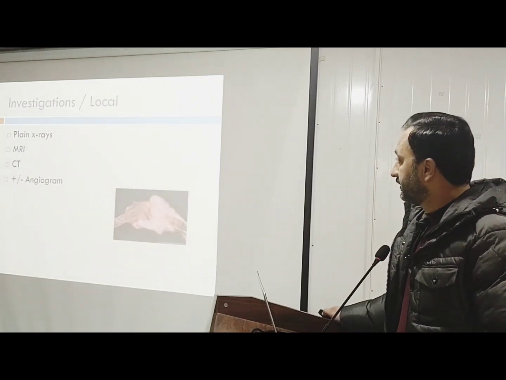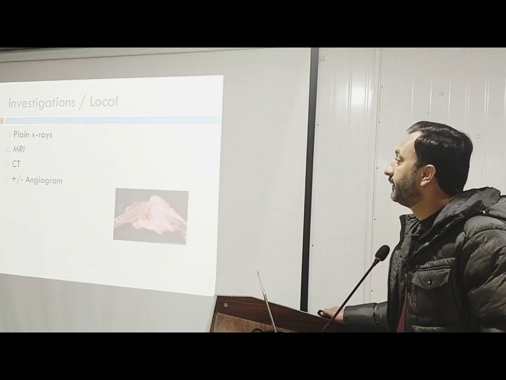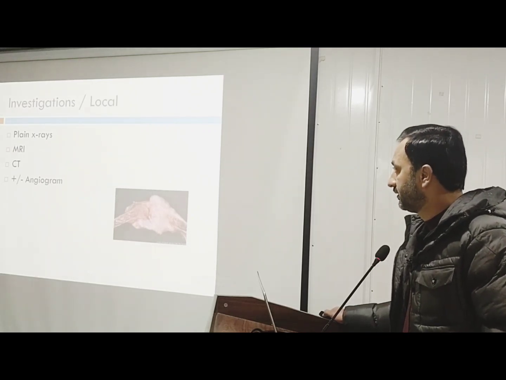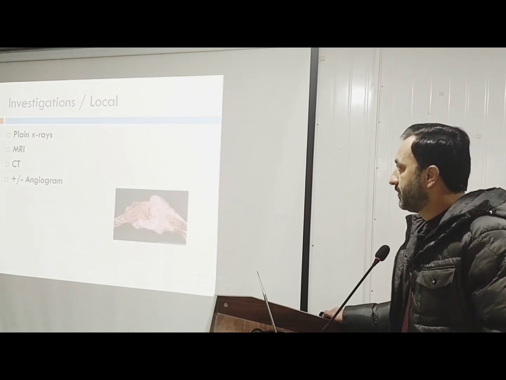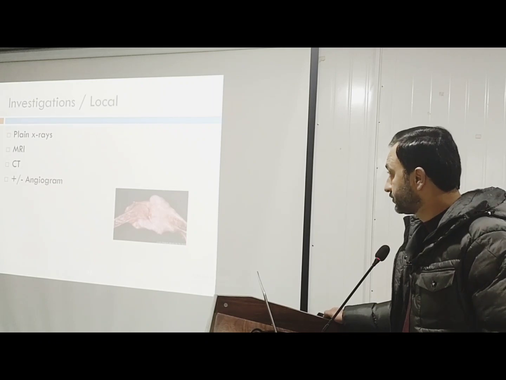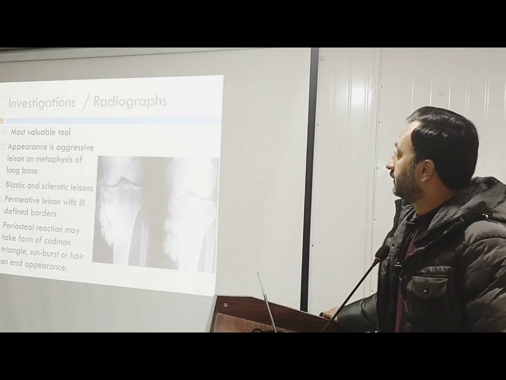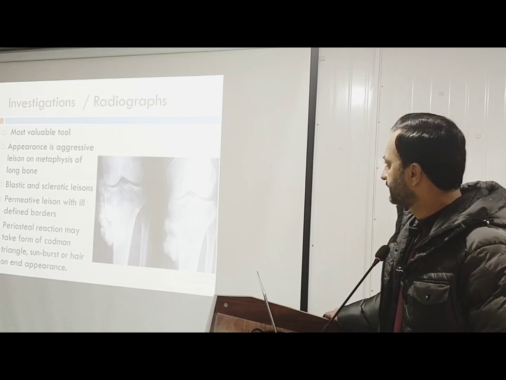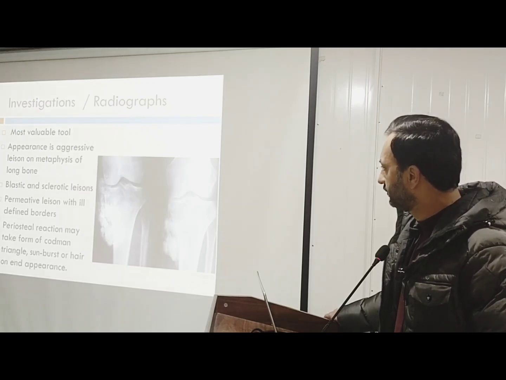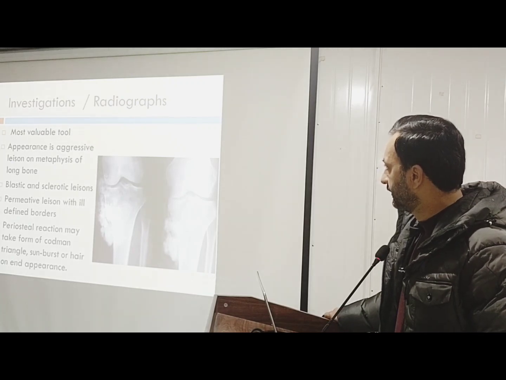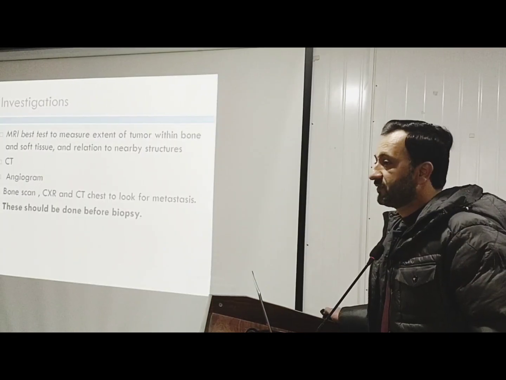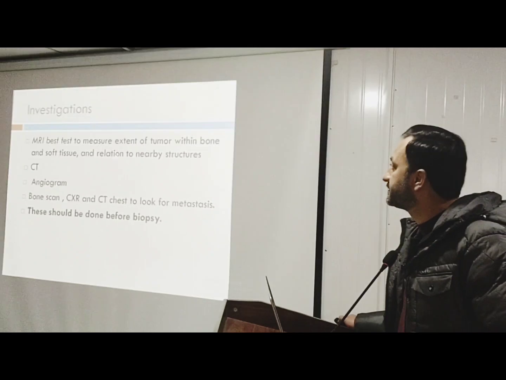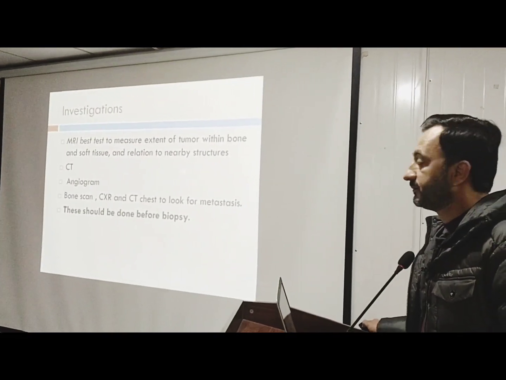So the investigations: after clinical examination and thorough history, you are going to do investigations. Plain x-rays are the most valuable investigation, then MRI, CT scan, and angiograms. So you can see in an x-ray, it is an aggressive lesion in the metaphysis of the bone. You can see the blastic and sclerotic lesions, lesions with ill-defined borders.